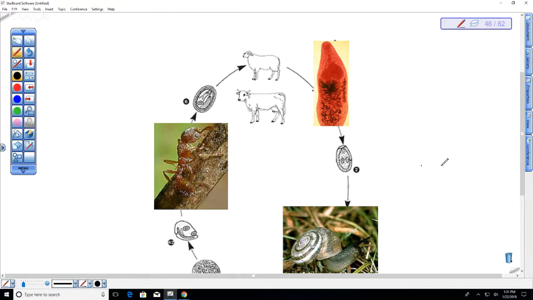And so that's another good example of how you can have something infect and influence the host's behavior to increase the likelihood that the thing would be spread. Any questions about that idea? Yeah.